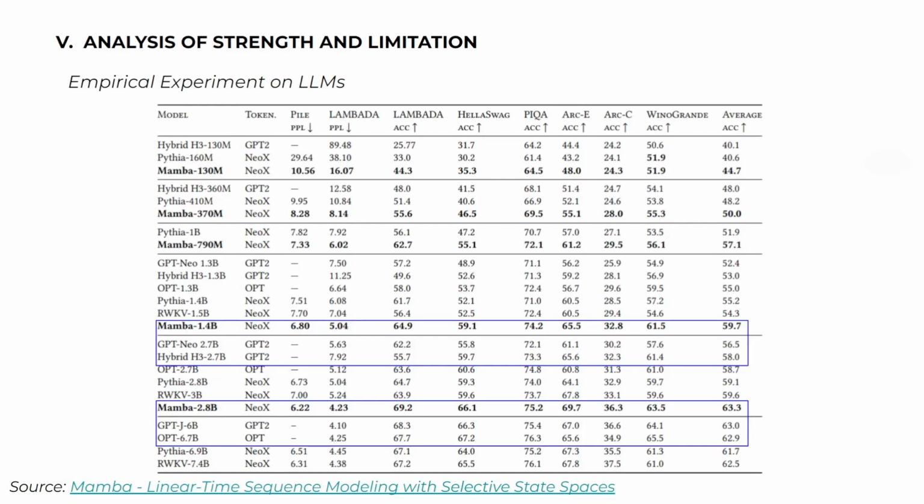So here is the empirical experiment on LLM. In the original paper, Mamba has just 1.4 billion parameters, but the average accuracy is even higher than GPT or the hybrid one with twice the size, 2.7 billion parameters. And we can see here that even Mamba at 2.8 billion parameters has accuracy higher than even 6 billion or 6.7 billion.